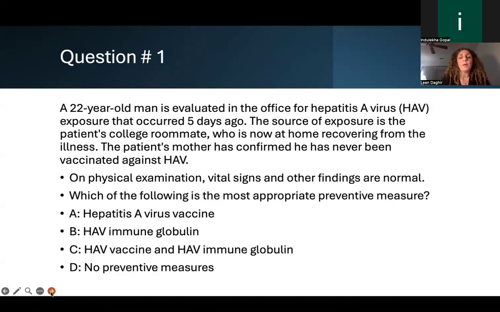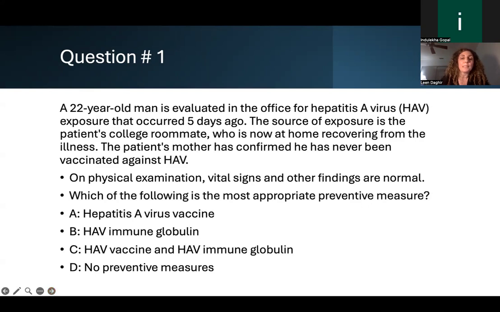Now, we have a couple of questions regarding viral hepatitis from MKSAP. The first question: a 22-year-old man is evaluated in the office for hepatitis A virus exposure that occurred 5 days ago. The source of the exposure is the patient's college roommate, who is now at home recovering from the illness. The patient's mother has confirmed he has never been vaccinated against hepatitis A. On physical examination, the vital signs and other findings are normal. Which of the following is the most appropriate preventive measure?